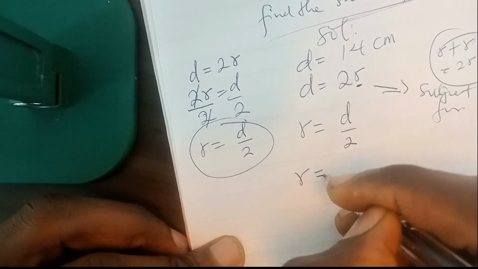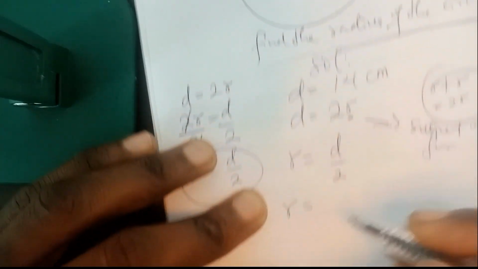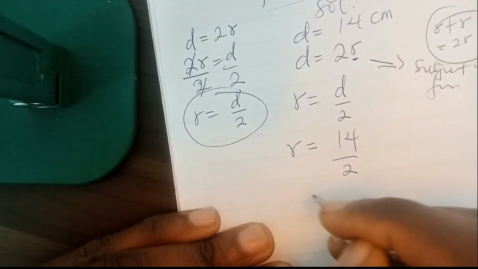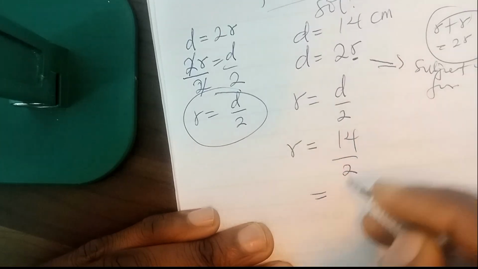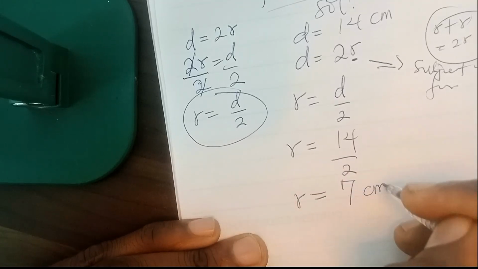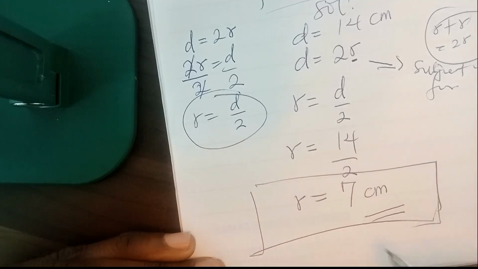So radius equals diameter divided by 2. The diameter here is 14 centimeters, so we have 14 divided by 2. What is 14 divided by 2? We have that as 7. So the radius is 7 centimeters. That's the answer for that.